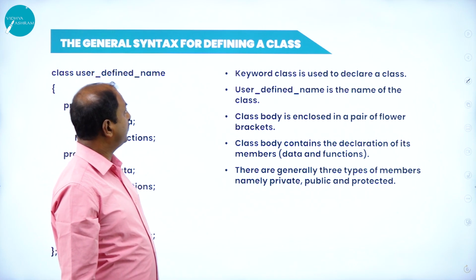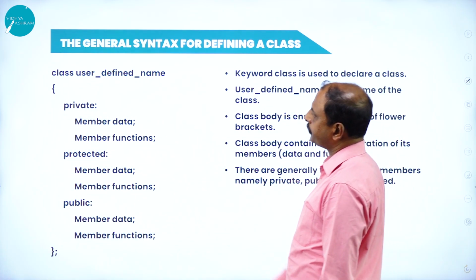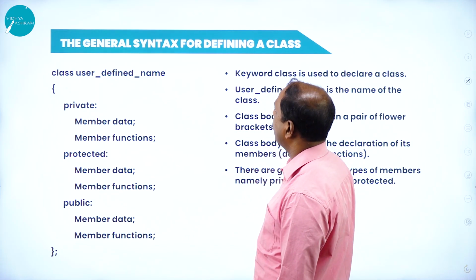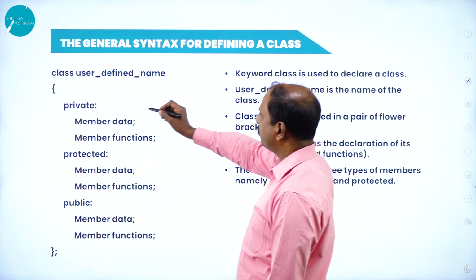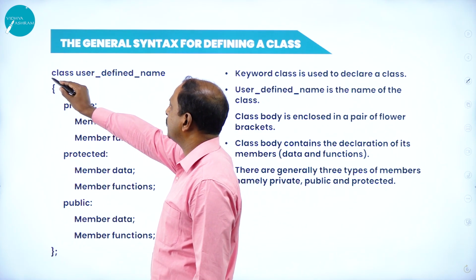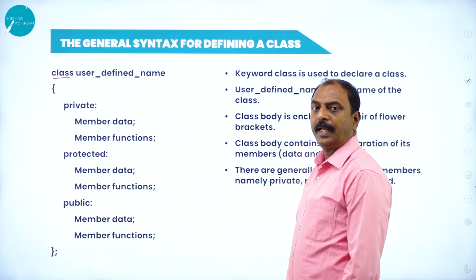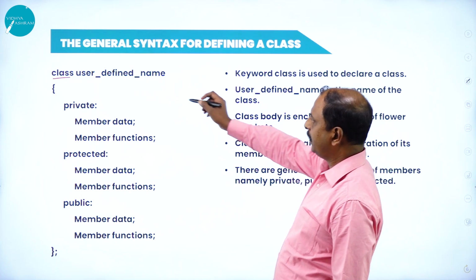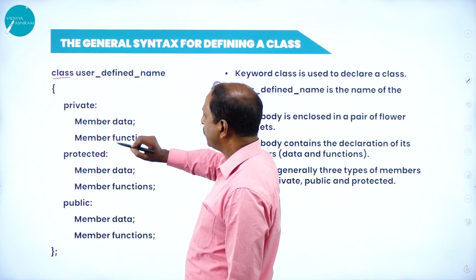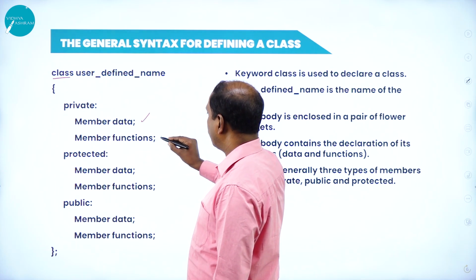Now let us see the syntax and example of this class. This is the general syntax to define a class or class declaration. The first one is class followed by a user-defined name. Here class is a reserved word, and this is the user-defined name. It represents the name of the class. Then we open the bracket here. Then we have private as an access specifier. Inside that we can have member data and member functions.